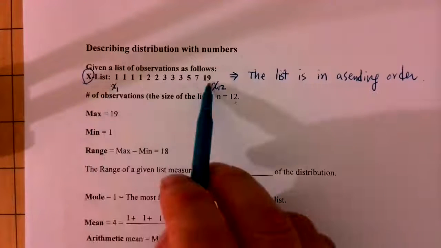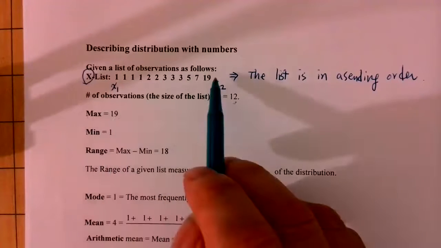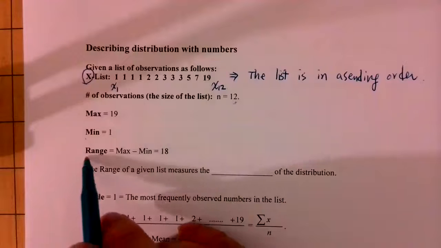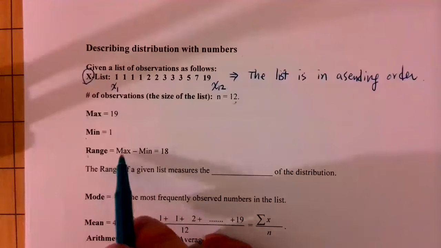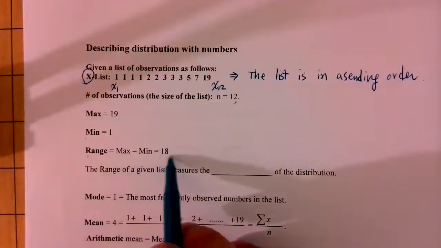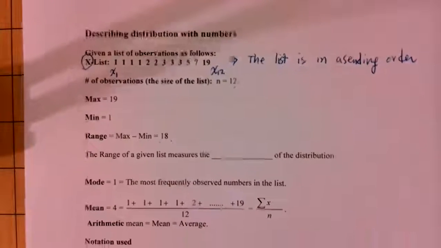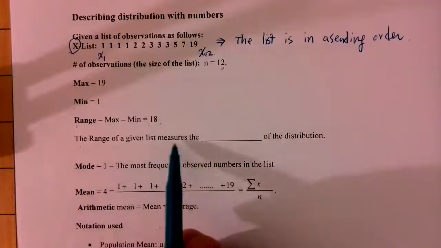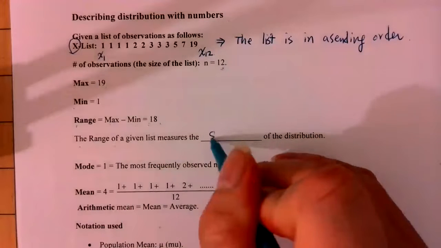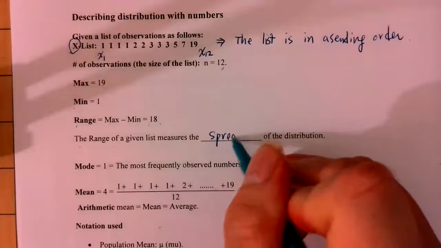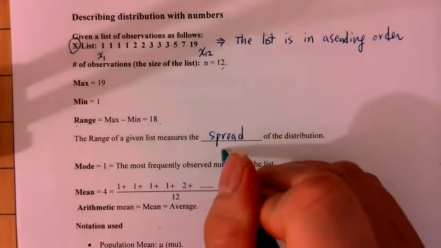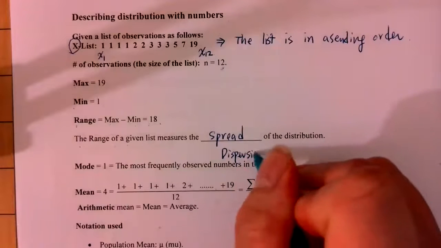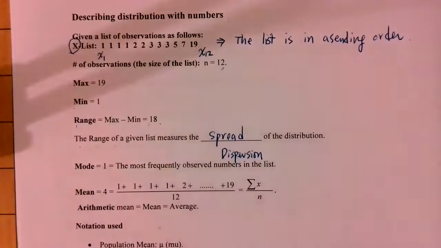And since I put it in ascending order, I know the maximum is 19, the minimum is what? Is 1, okay? And the range is defined to be maximum minus minimum, which is what? Which is 18, okay? And why we want to study range? The range of a given list measures the spread, or you say dispersion, of the given distribution, okay?